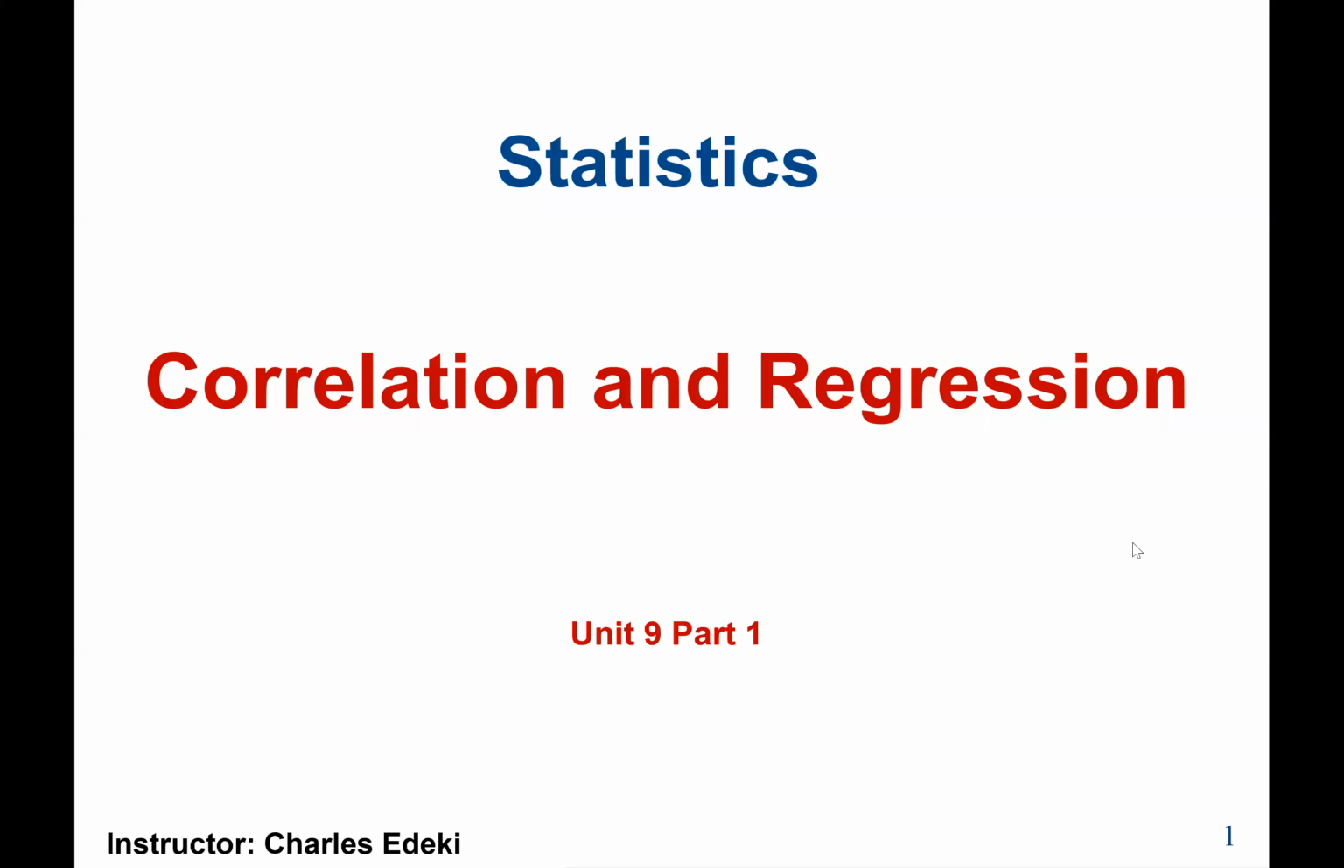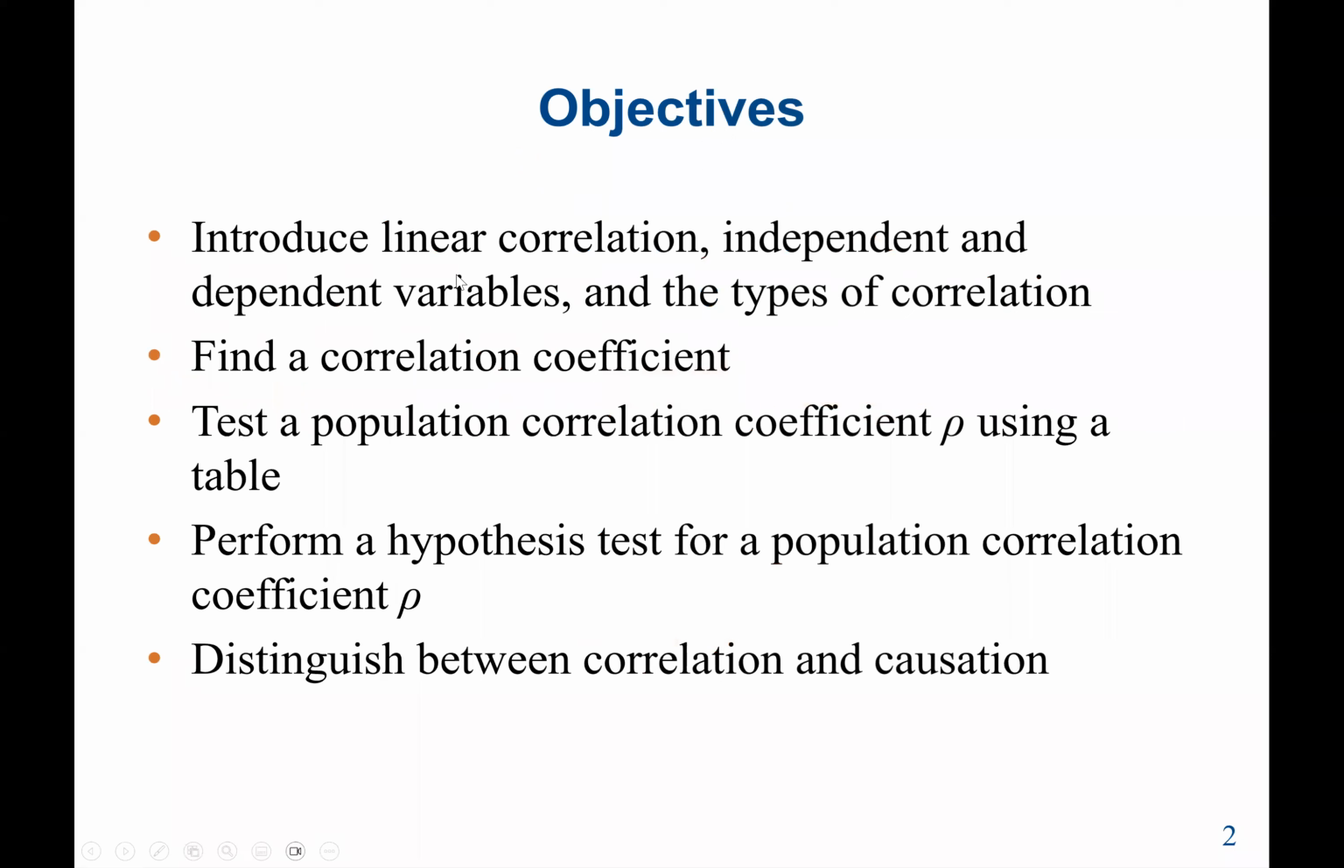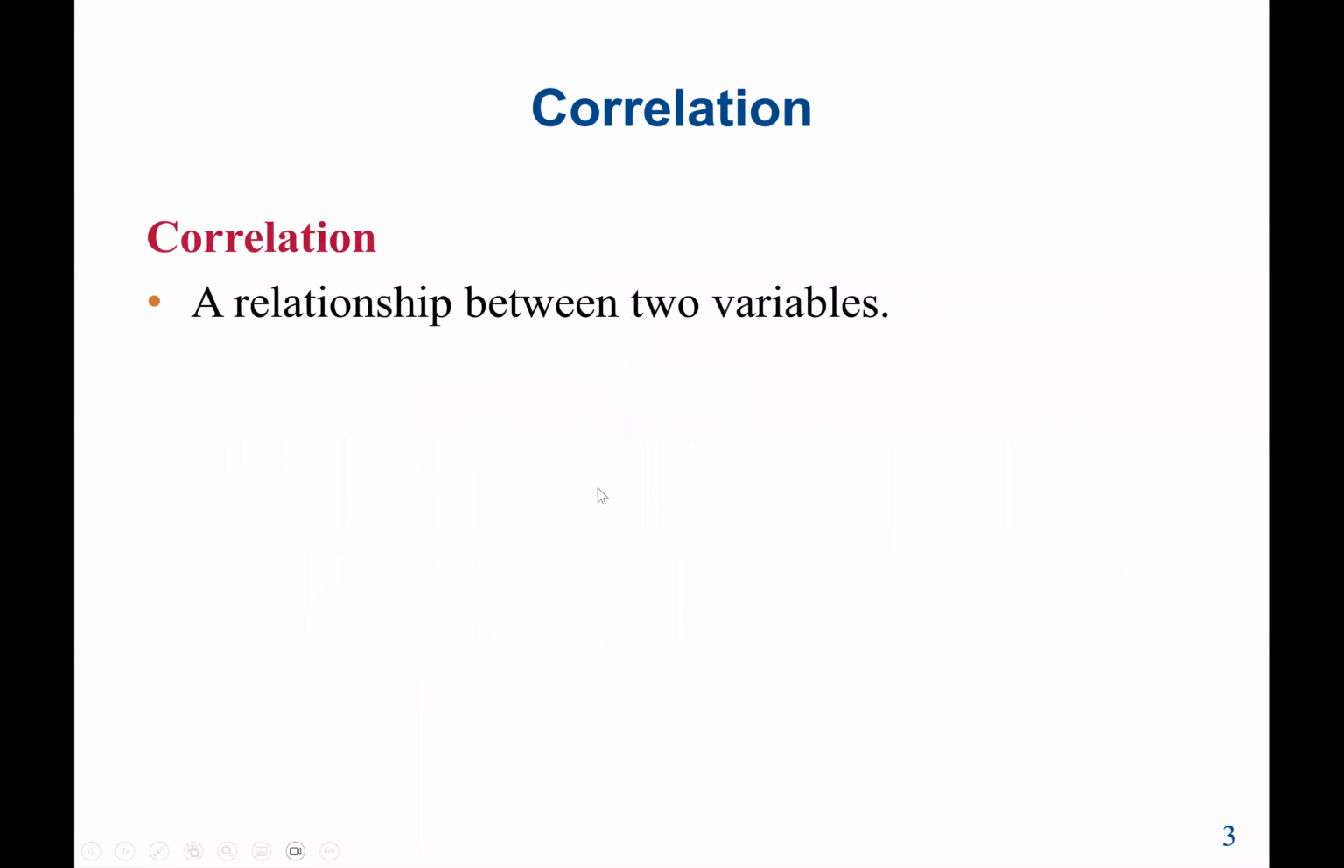Again, welcome to Unit 9, Part 1 lectures. These lectures cover correlation and regression. Our main objective is to introduce the concept of linear correlation, independent and dependent variables, and also different types of correlation. We're also going to learn how to find the correlation coefficient and also how to perform hypothesis testing for the population correlation coefficient rho. So what is a correlation?